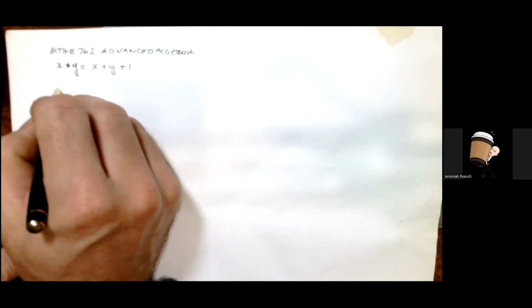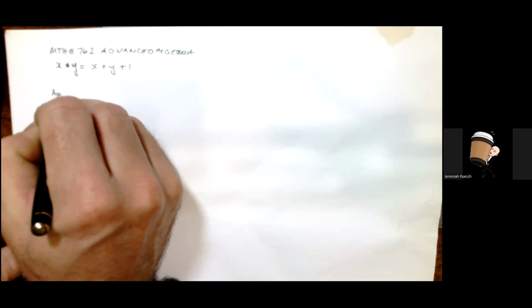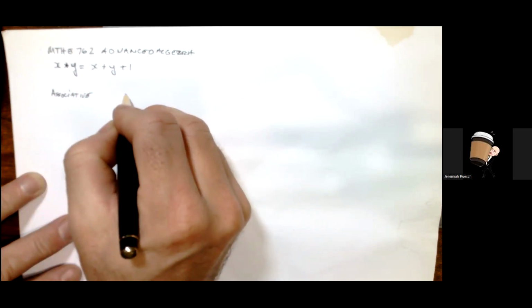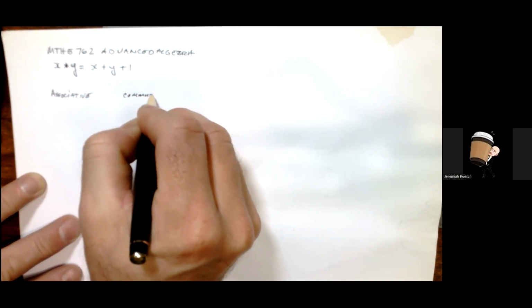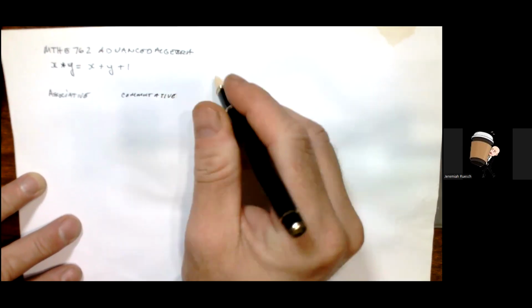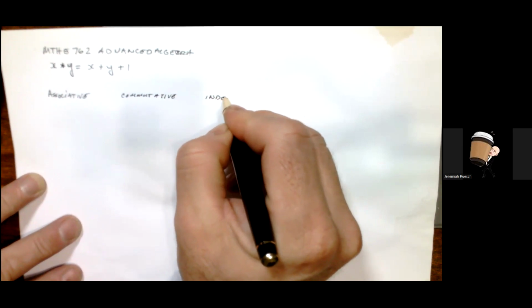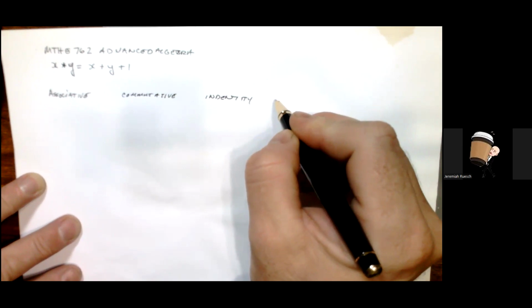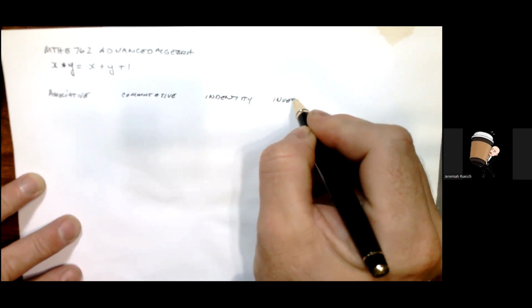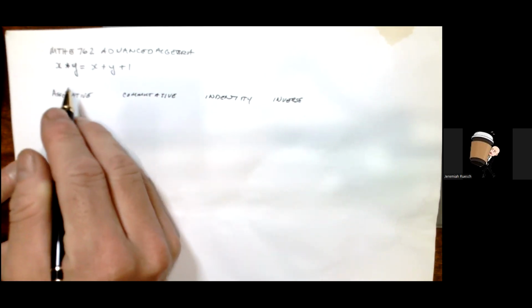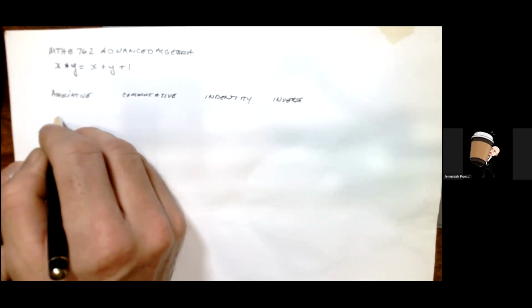Okay, and so we're going to check: is this an associative property? Is it commutative? Does it have an identity? And we'll look for an inverse. Okay. So we're going to go through this checklist of things just to make sure and see if this satisfies any, all, or none.